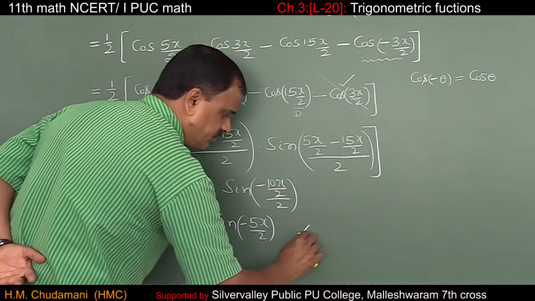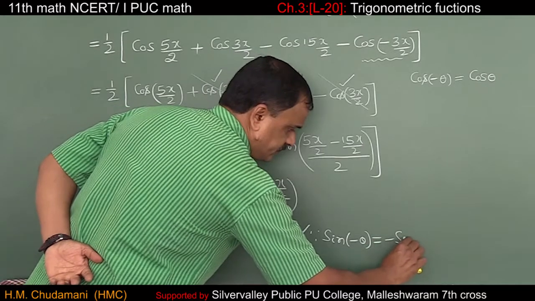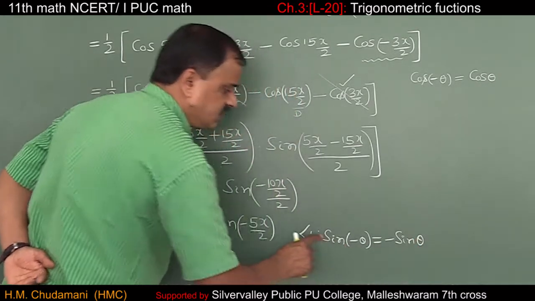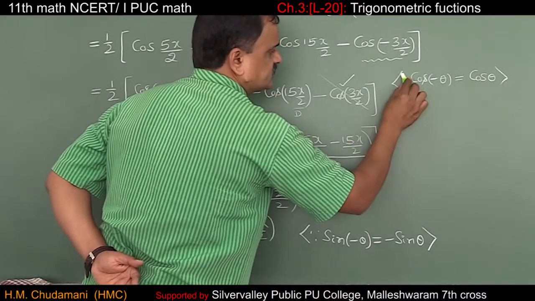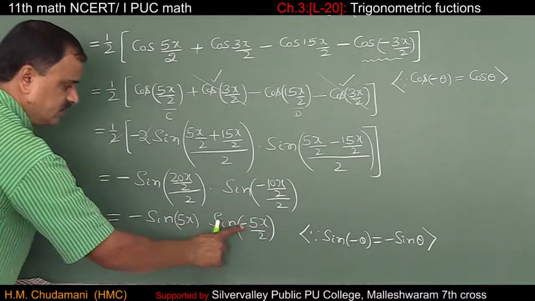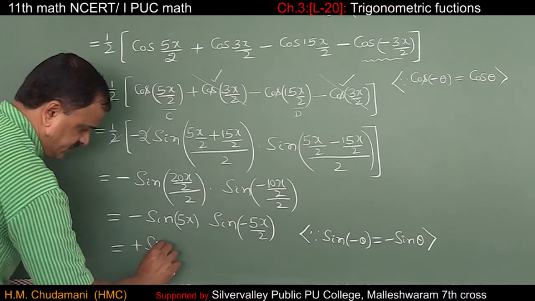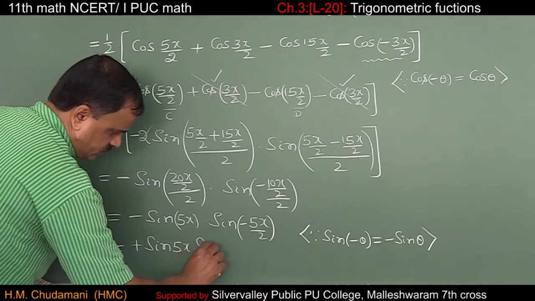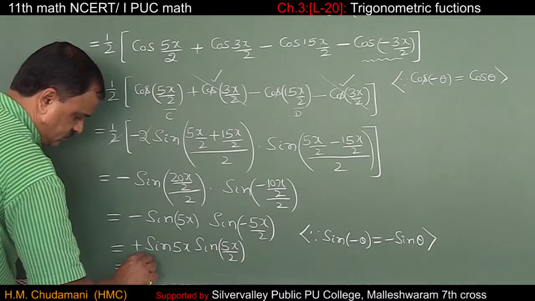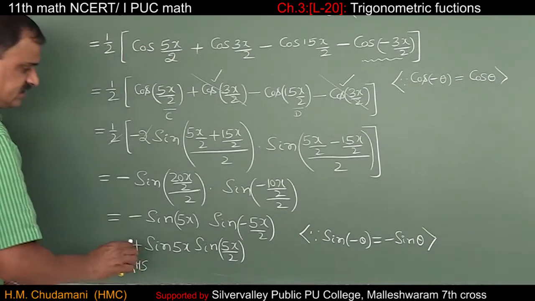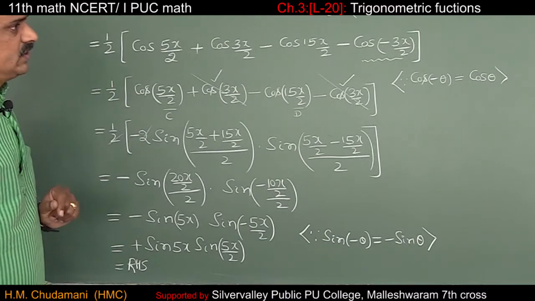But what is sin of minus theta? Sin of minus theta is equal to minus sin theta. Minus theta lies in the fourth quadrant. In the fourth quadrant, sin is negative, whereas cos is positive. Cos of minus theta is plus cos theta. See, this minus and this minus becomes positive, plus sin 5x into sin 5x by 2. That is what the RHS we want. So it is there in the miscellaneous work, appeared twice in the 5 mark section. Okay.